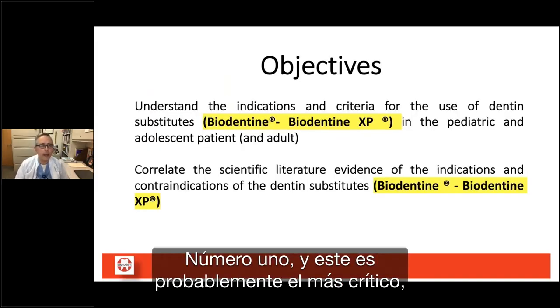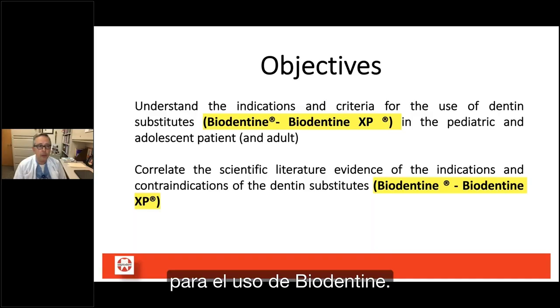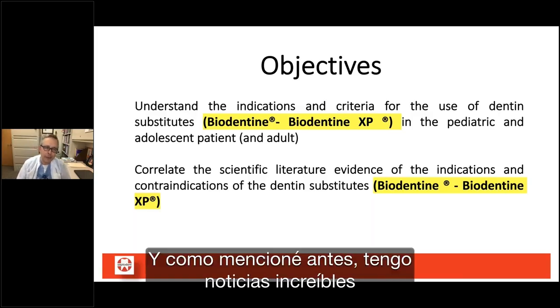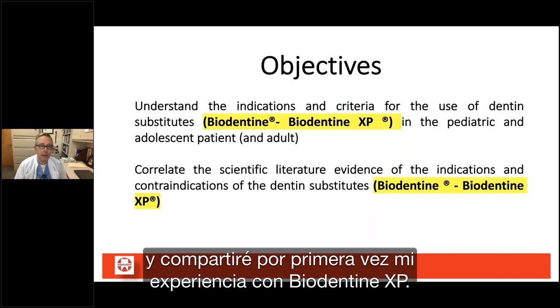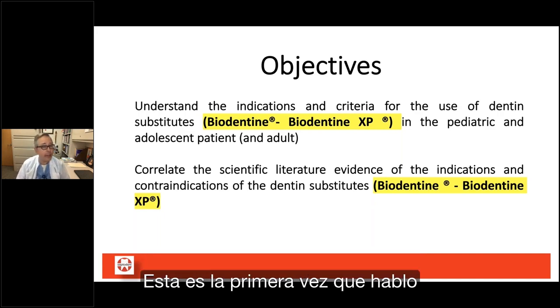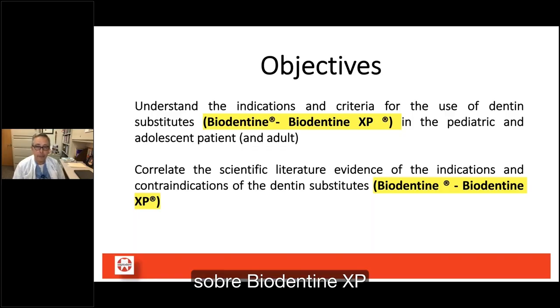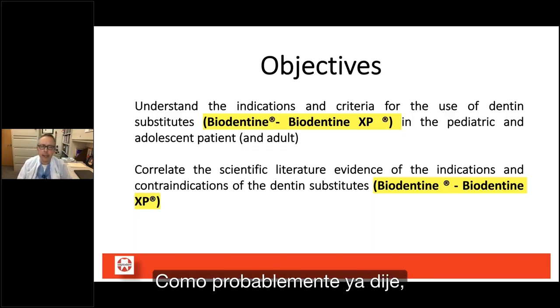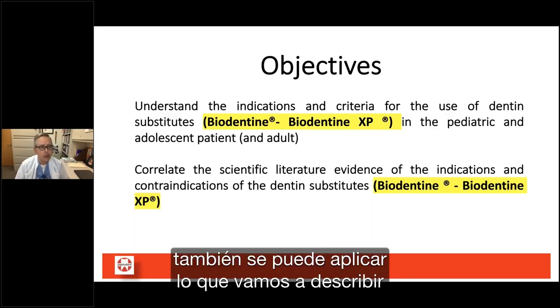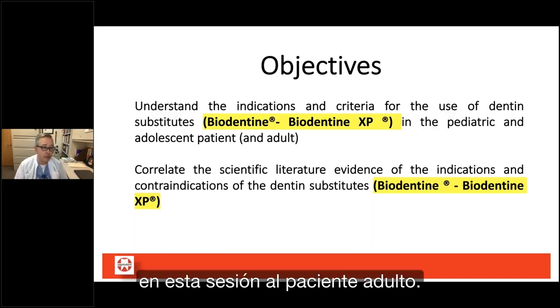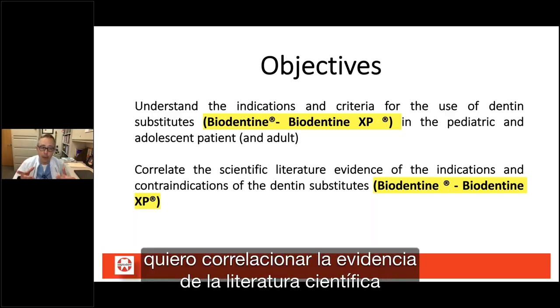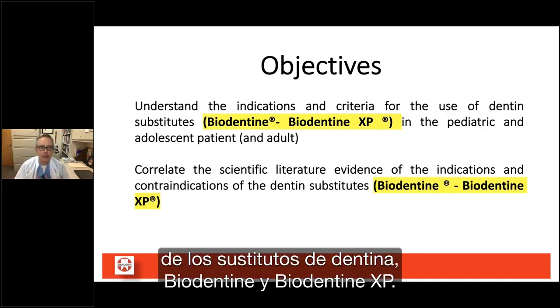Number 1, and this is probably the most critical: understand the indications and the criteria for the use of Biodentine. And as I mentioned before, I have amazing news, and I will share for the first time Biodentine XP. This is the first time that I'm speaking about Biodentine XP in pediatric and adolescent patients. And as I probably already said, you can also apply what we are going to describe in this session to the adult patient. At the end of this webinar, I want to correlate the scientific literature evidence of the indications and contraindications of the dentin substitutes, Biodentine and Biodentine XP.